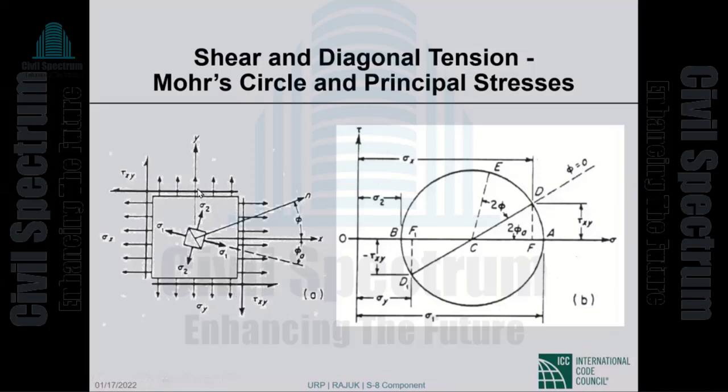Then we plot sigma sub y, that brings us to point F1, and on the top face and the bottom face there are shear stresses that cause counterclockwise moment. So this is a negative tau xy, and we plot that. That brings us to point D1. So the stresses on the right and left face took us to point D. The stresses on the upper and the lower face take us to D1.